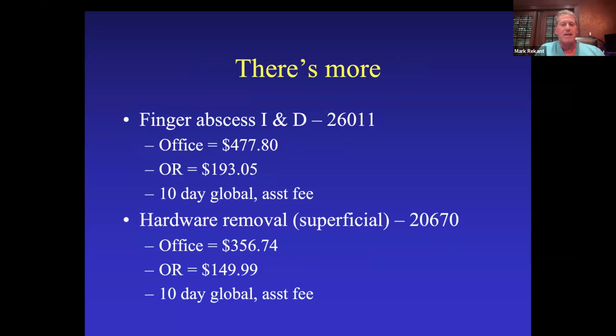We heard about the finger abscess. That was fantastic. We're doing that in the office, just as we heard. You can get reimbursed $477.80 if you do it in the office. If you decide to go to the operating room, that drops down to under $200. That has a 10-day global, and it has an assistant fee capability.